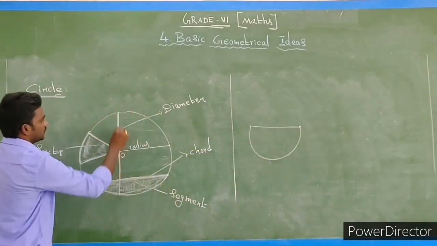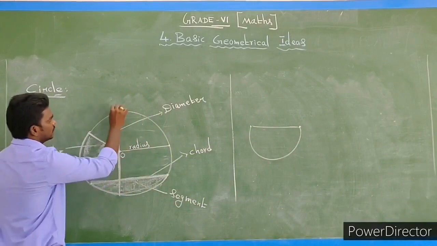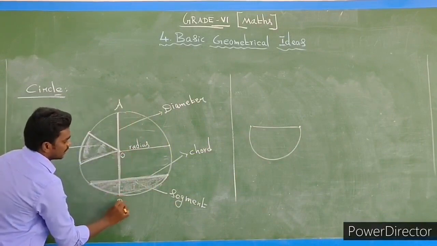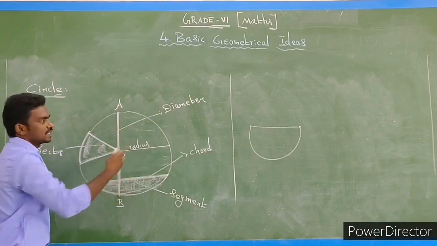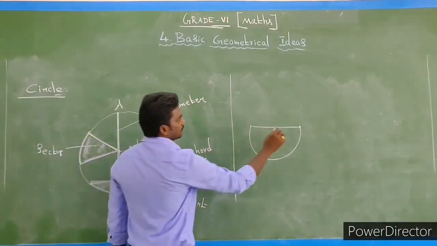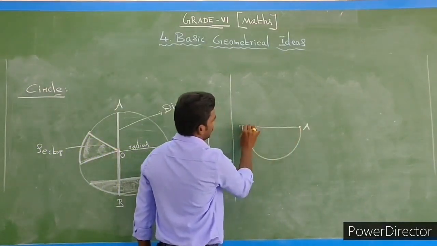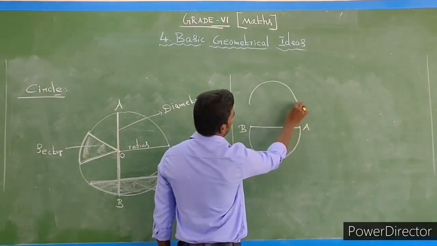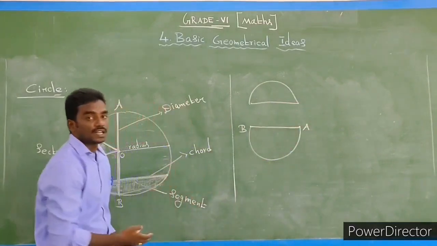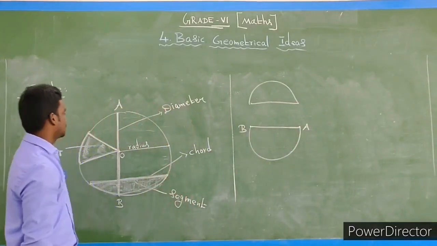So the question is about circles. Here, AB is the diameter of the circle. A diameter of the circle divides the circle into two semicircles. So this is the diameter AB. A diameter of the circle divides the circle into what? Two semicircles.